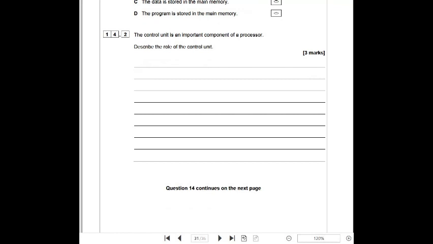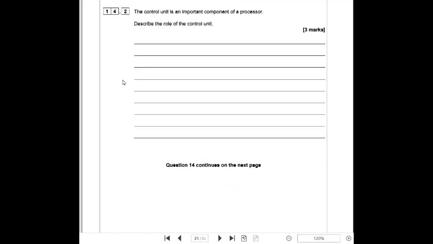The other 3 are true in relation to stored program concept. Next one, 3 marks. Control unit is an important component of a processor. So we need to describe the role of the control unit. I would say the control unit manages the fetch, decode, execute cycle. It sends control signals to other components, controls the transfer of data between the registers, and handles interrupts. So I would say it controls the fetching, loading, storing operations to execute instructions and synchronizes operations of the CPU. So that is the type of answer that I would have.